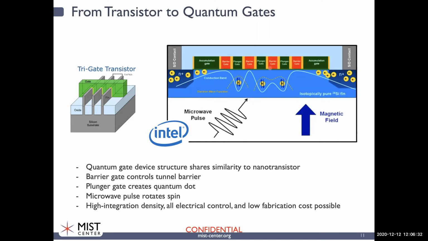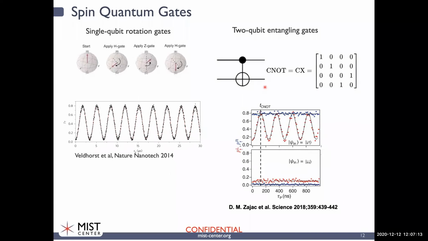By modulating the barrier height, the coupling between two nearby electron spins can be strengthened or weakened so that entanglement can be modulated. And very often, microwave signals are also used to control and rotate the electron spin here. So semiconductor-based quantum computing can enjoy the potential of very high integration density, electrical control, and low fabrication cost, thanks to the maturity of semiconductor fabrication technology.